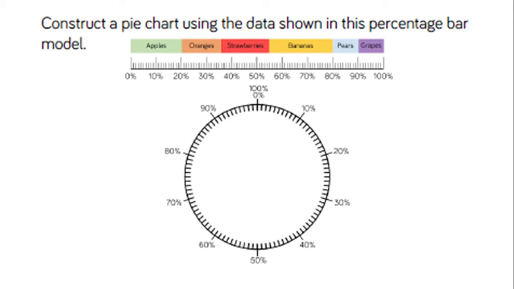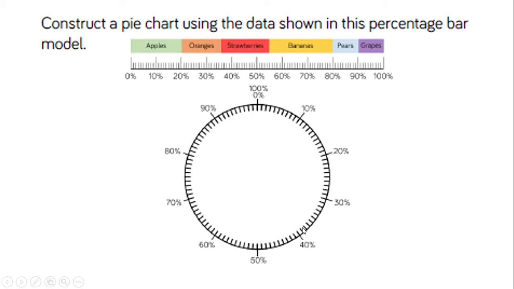The first one, I'm just going to do this with you, kind of show you how I would do it. So construct, that means make, a pie chart using the data shown in this percentage bar. Apologies if that's not very clear. I enlarged it and it's gone a little bit fuzzy. But you've got the number line with 100%, and then we've got the pie chart going around it, and those different coloured sections represent different percentages of the pie chart.